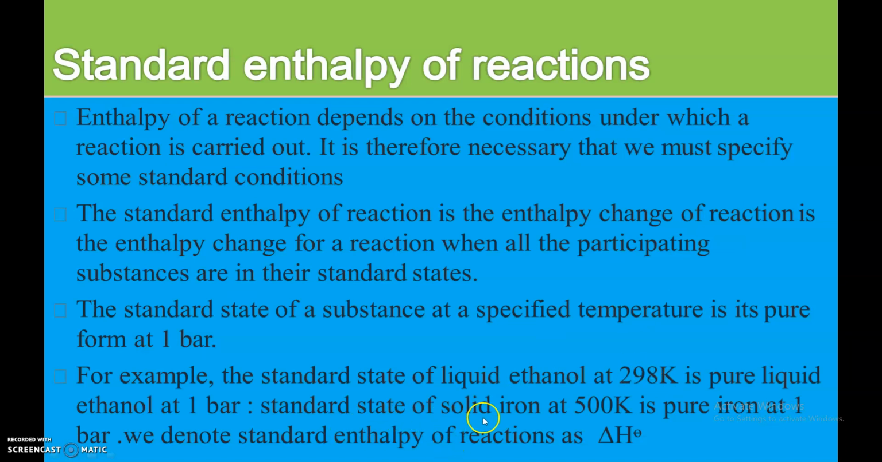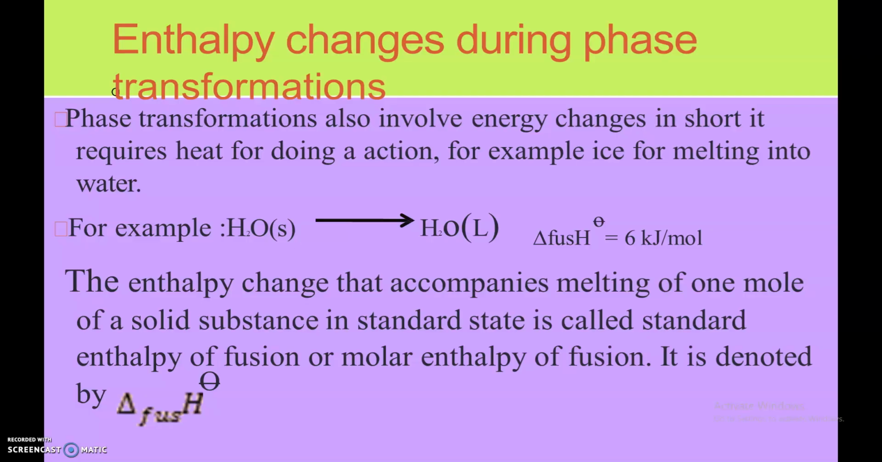Similarly, the standard state of solid iron at 500 Kelvin is pure iron at 1 bar. So if you take iron at 1 bar and 500 Kelvin, we can say that the iron is in its pure state. Similarly, if we are taking ethanol at pressure 1 bar at 298 Kelvin, we can say that the ethanol is in its standard state. That is known as its standard state.